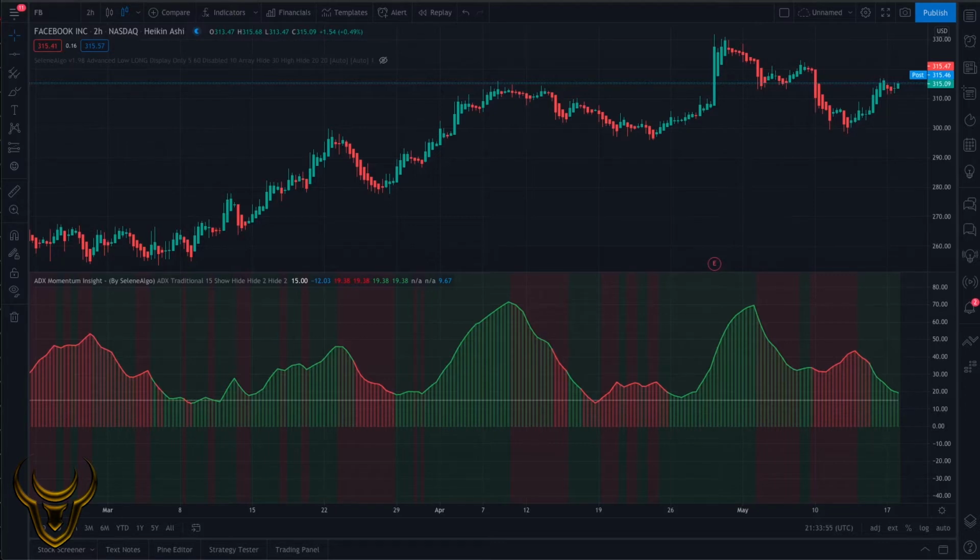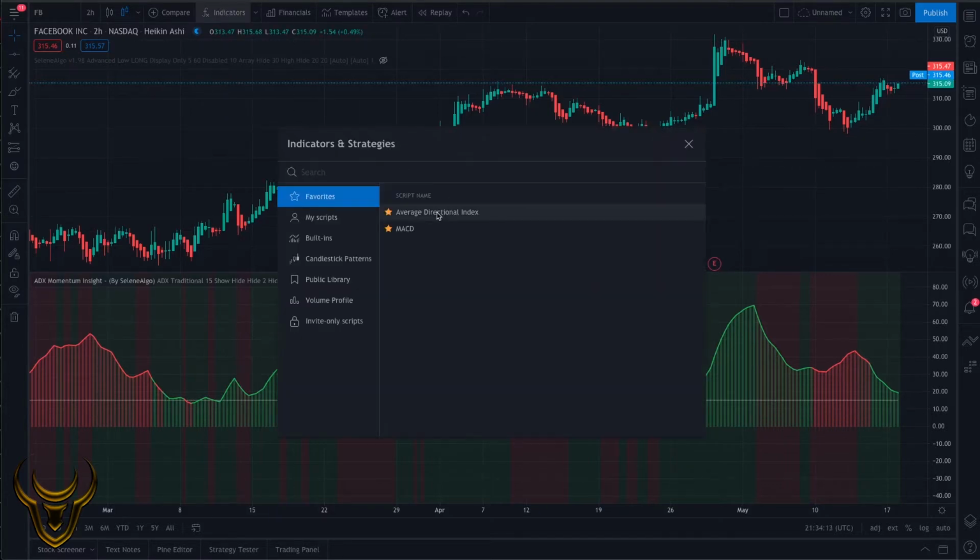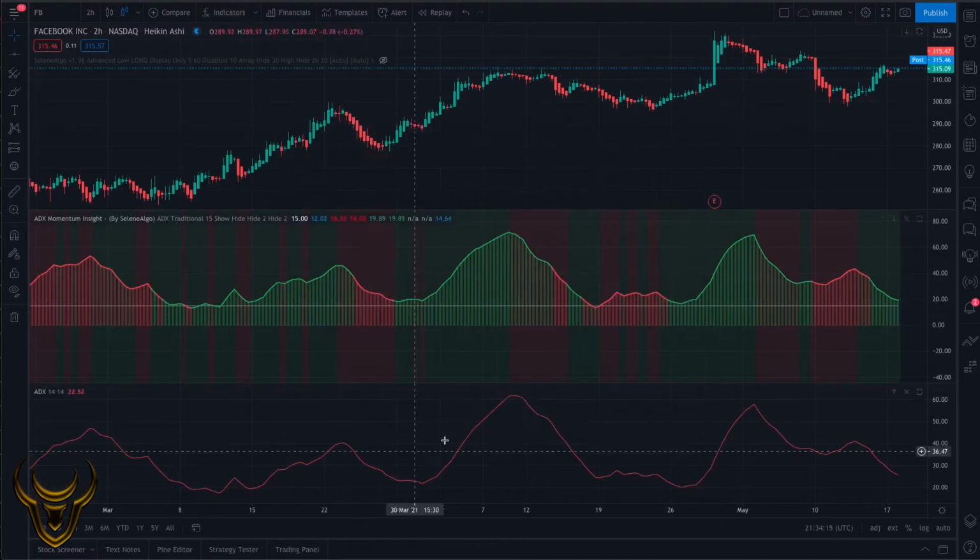First we'll start off by what ADX actually is. ADX is your average directional index. Basically it shows you your trend strength and your momentum. Traditionally though, it is not direction specific, and that's important to remember. Let me pull up the stock ADX indicator just to show you.